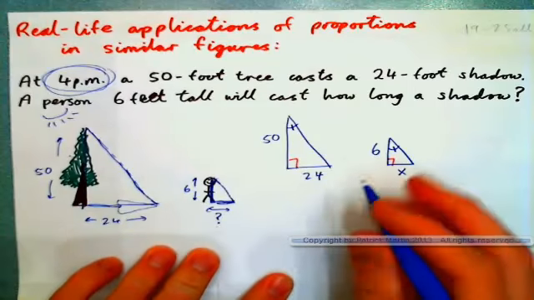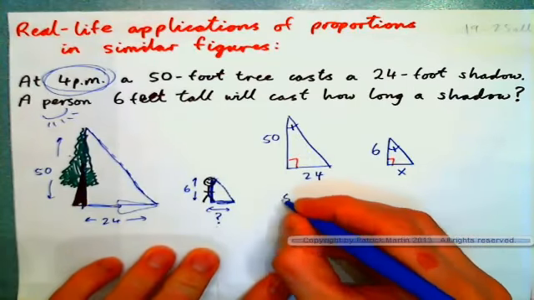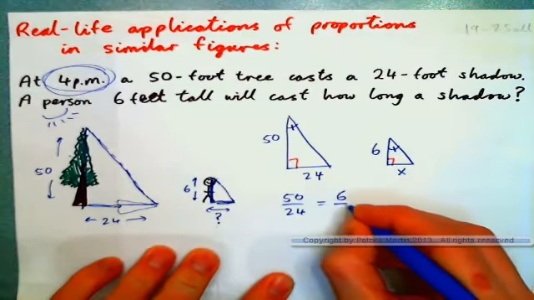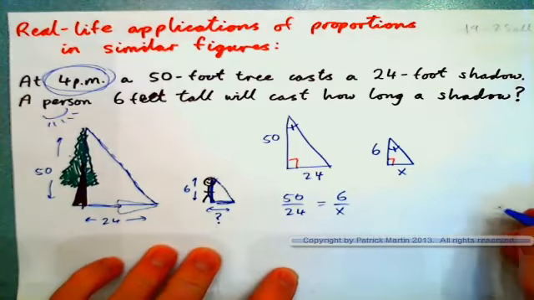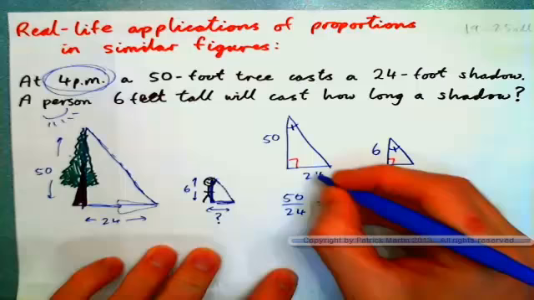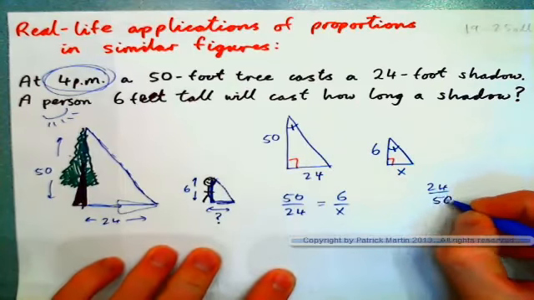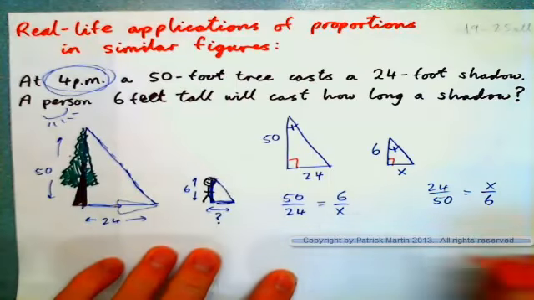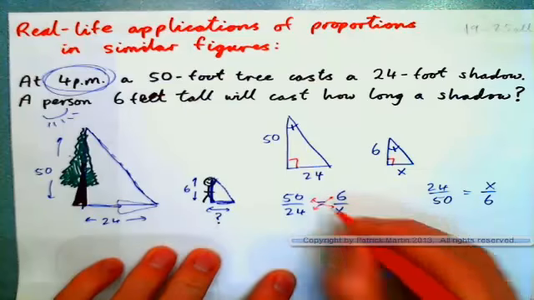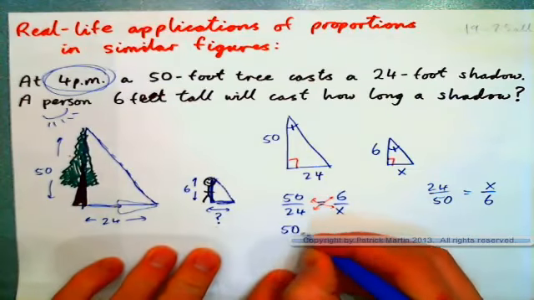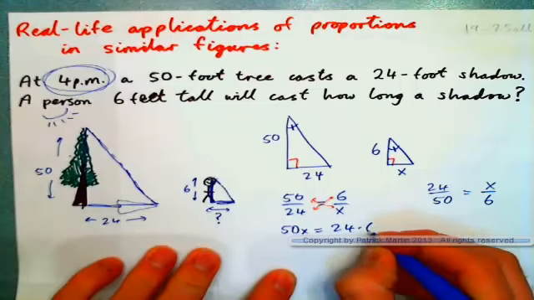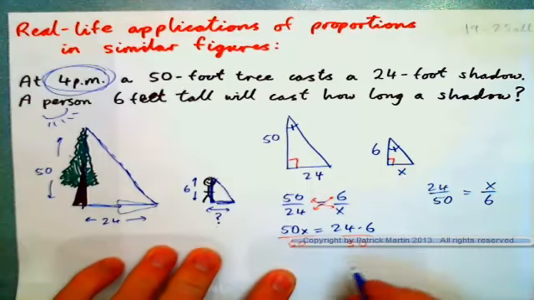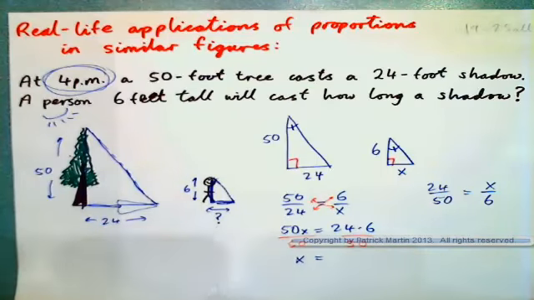So we can simply do this. Let's say 50 over 24, this long side over the 24, equals 6 over x. That's one way of doing it. You could also do this: you could say 24 over 50 equals x over 6, and that would be fine too. But in either case, we then cross multiply, and we should come up with the same thing, which is 50 times x equals 24 times 6. Then just divide both sides by 50 and calculate the value of x.